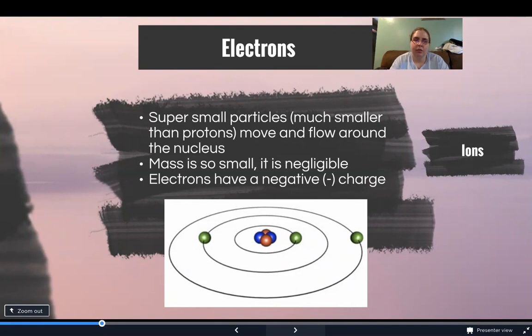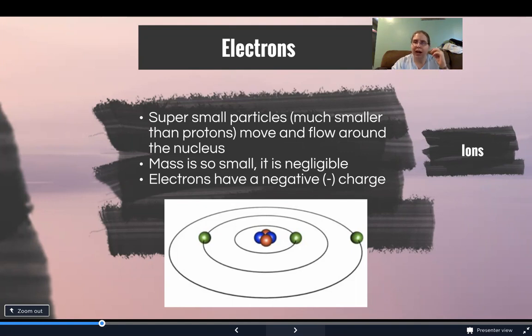Let's see. So as we said, they move around in what we call the electron cloud. That's just the region around the nucleus where electrons are going to be found. Now, the thing about electrons is they have a negative charge. And despite their super small size, the strength of their charge is equal to that of protons, but opposite. And just like with magnets, when you have two things with the same charge, they're going to repel. So if I was to put 2 electrons near each other, they would push each other away.